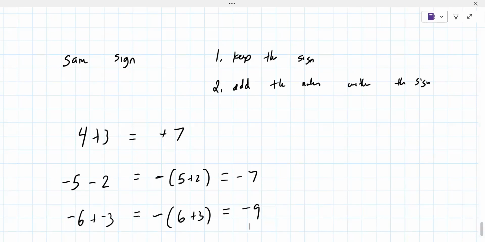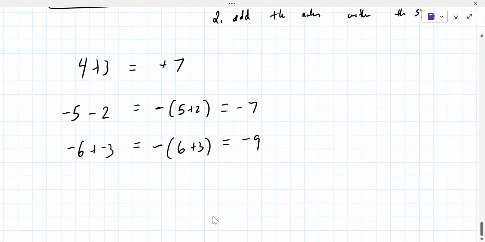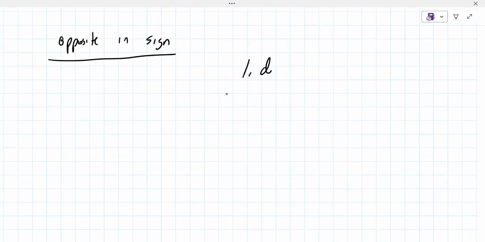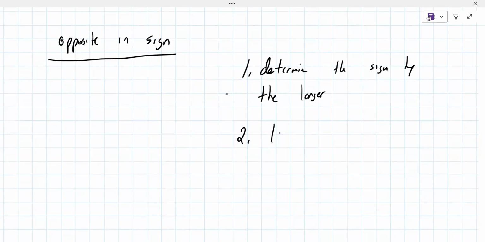Okay. That's if they're the same sign. The other possibility is they're opposite in sign. So if they're opposite in sign, you have to first determine the sign. You determine the sign by the larger one. Then you take the larger always and subtract the smaller.